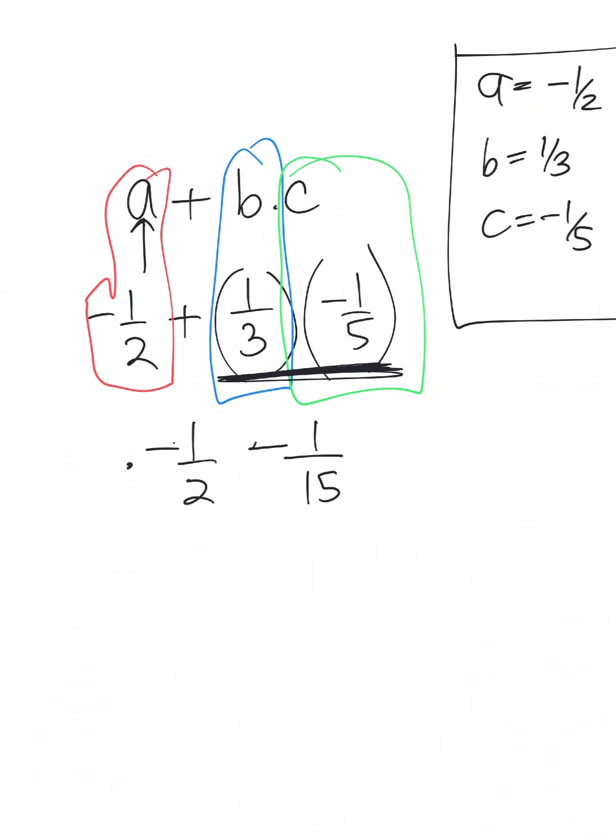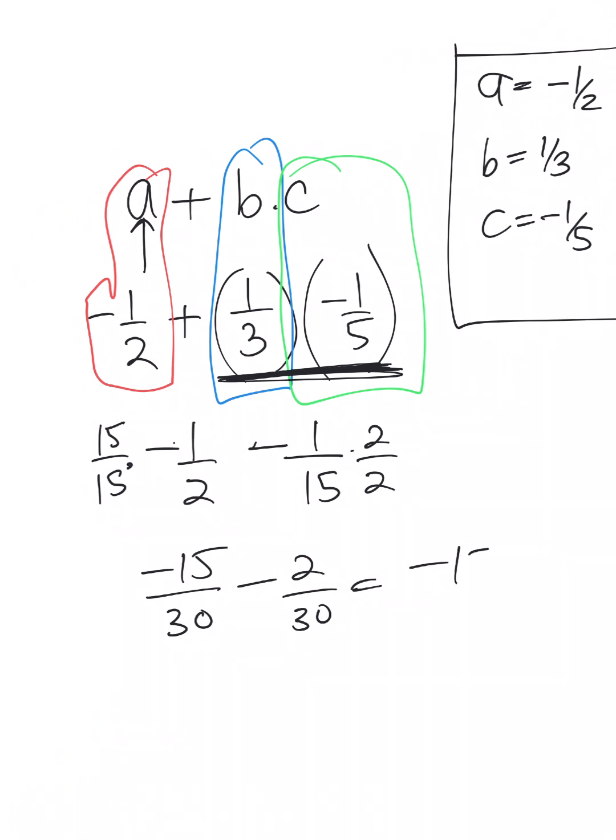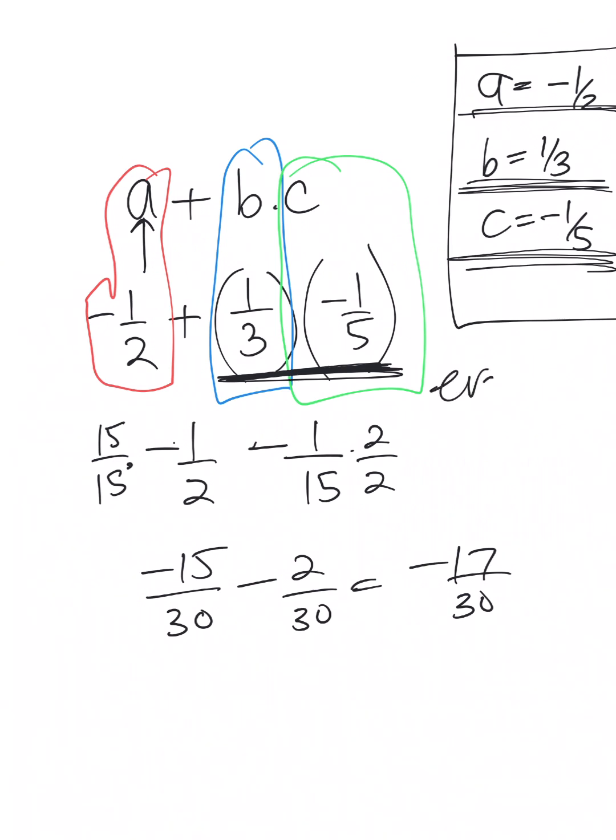We need a common denominator, so we multiply both the left and the right. So that one, 15 over 15, 2 over 2. So we have negative 15 over 30 minus 2 over 30. So that becomes negative 17 over 30. So basically we plugged in the value for A, we plugged in the value for B, we plugged in the value for C, and then we evaluated the situation. Right? They wanted us to evaluate, and that's what we did.